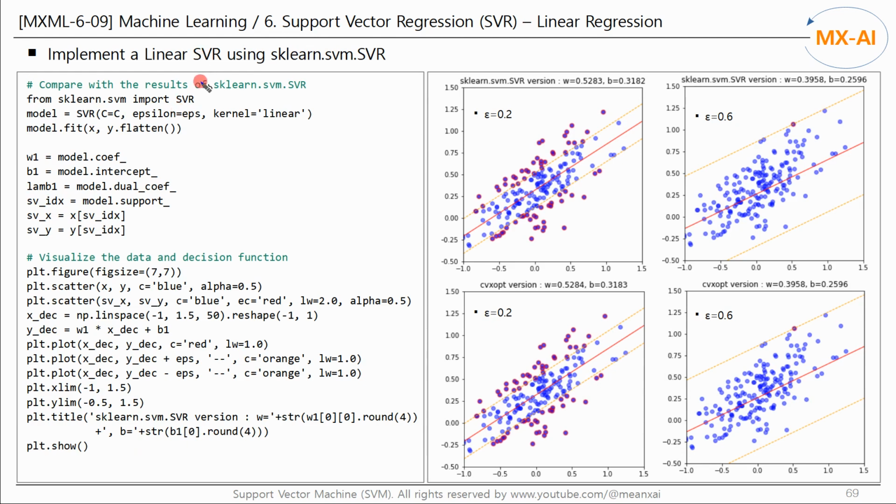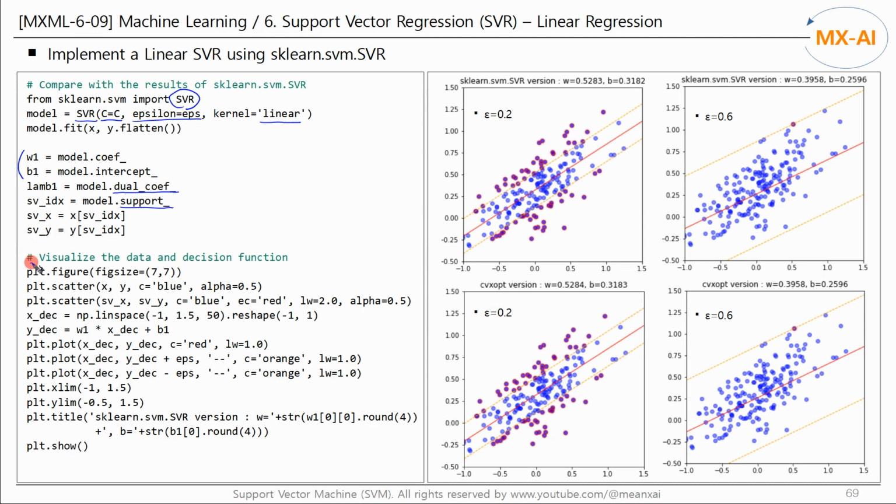Next, let's find the regression line using scikit-learn's SVR. Create a SVR model. Specify the regularization constant C, and specify the error tolerance range, epsilon. And we specified the kernel to be linear. You can create a nonlinear SVR model using RBF or polynomials in the kernel. We will look at the nonlinear SVR in the next video. W and B can be found this way. This variable contains lambda of support vectors, and this variable contains the index of the support vectors.